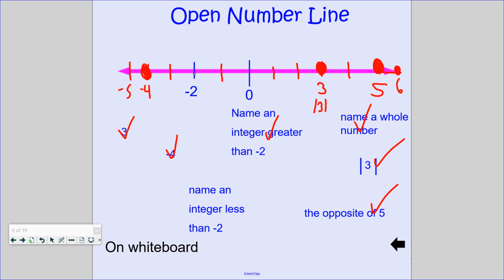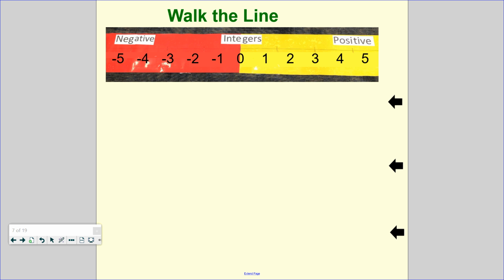Name an integer less than -2. Here's -2. Would these numbers be less or more? These are greater. These are positive. I believe that, let's try -3. -3 is less than -2. It is to the left of -2.